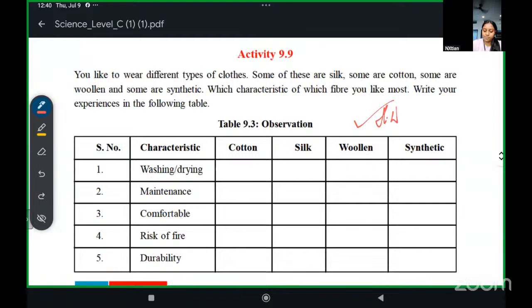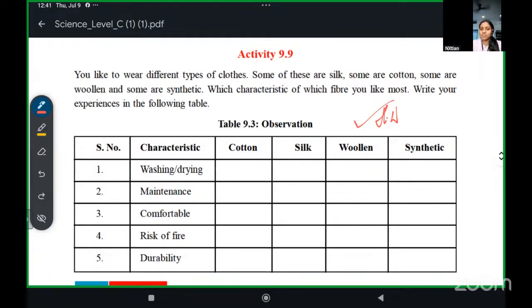Okay. You wear cotton, silk, woolen, and synthetic. What qualities of these do you like when you wear it? Do you like the comfort of cotton or do you like the durability of synthetic? Ma'am, what do you like about what? Yes, Hannah.